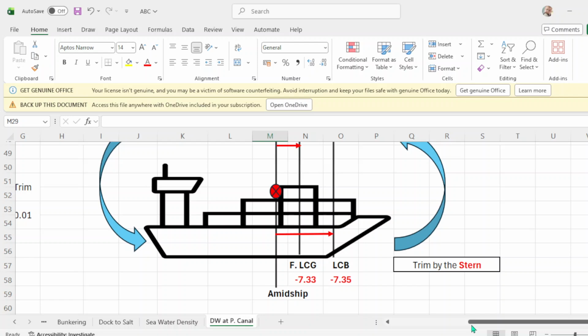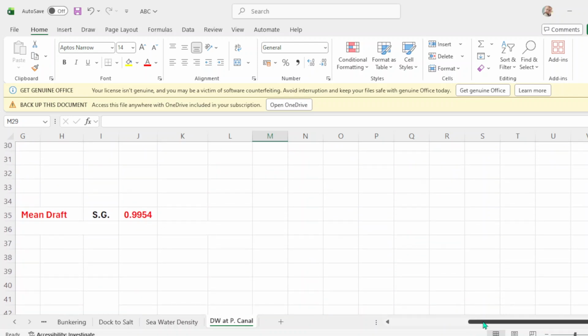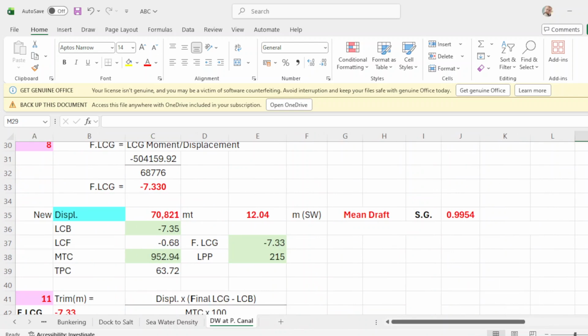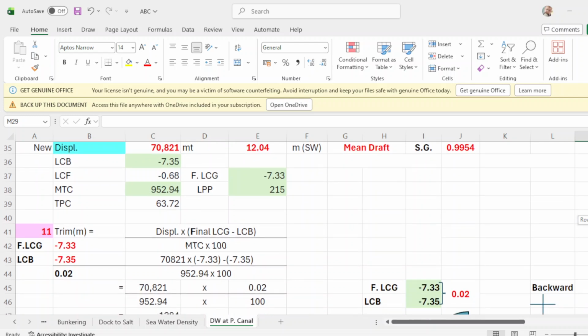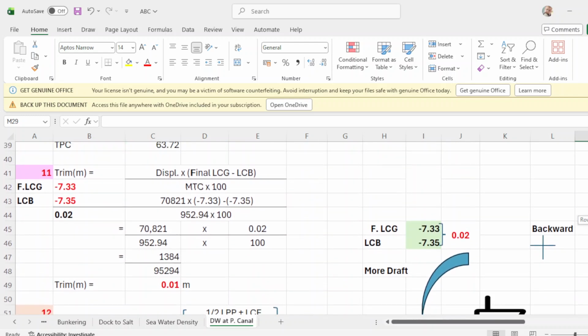Let's go back to how to get the trim. Okay, we are now in number 11. How to get the trim. So transpose, guys, displacement, which is this one.